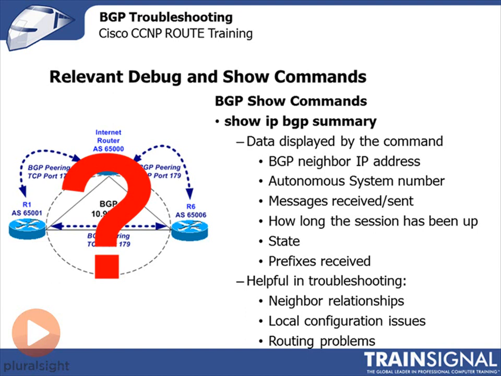And if it's established, it's not going to say established in the BGP summary command, but it'll show the number of prefixes that are being advertised. And this is very helpful with neighbor relationship, local configuration issues, and certain routing problems.